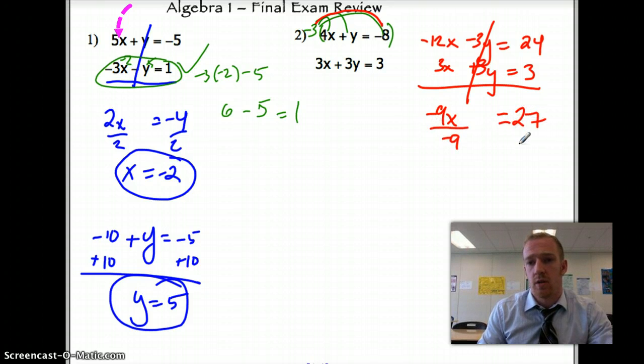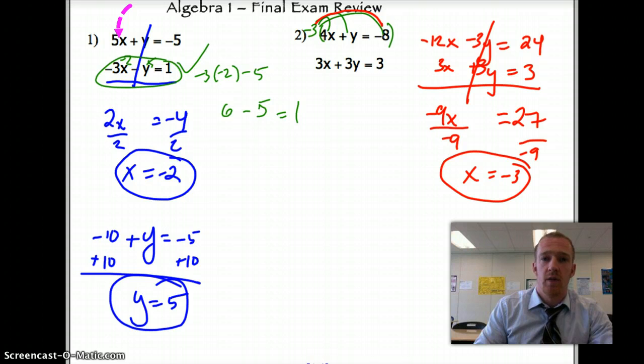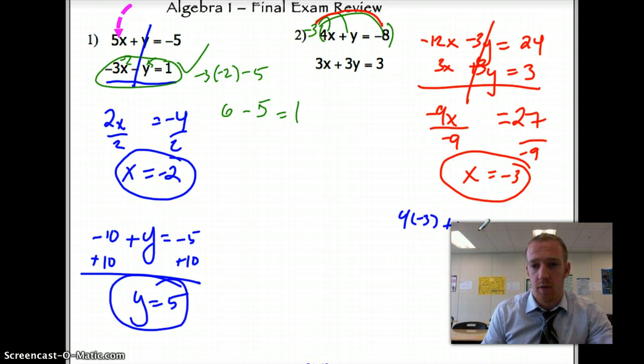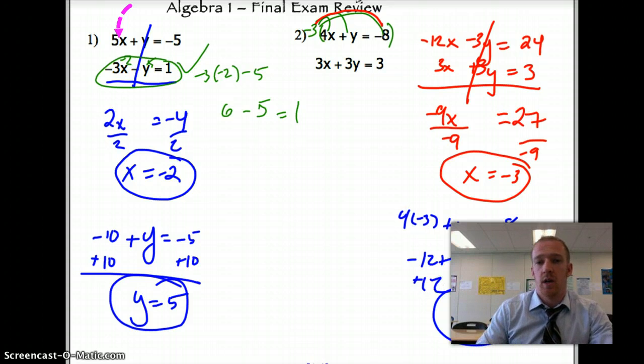Solving for x gives us x equals negative 3. Again, we have to plug back into one of the equations. I'm going to use the top one, and that gives us 4 times negative 3 plus y equals negative 8. So negative 12 plus y equals negative 8, and y equals 4. And again, you can plug these back into both equations and make sure that it works out, which it will.